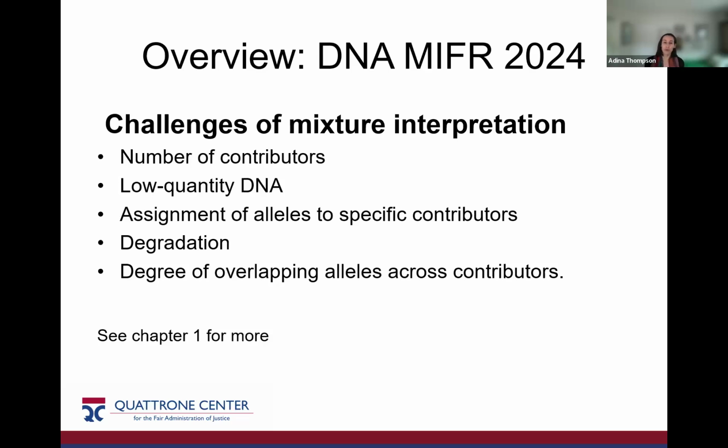And finally, you have this issue of allelic overlap. What that means is that you might have people in your complex mixture who have the same alleles or the same repeats at a location. And when you have that, it's difficult to figure out: do you have one person that has this? Do you have multiple people that share this allele? Is the signal really high? So it's hard to piece that out. So these are just some of the challenges in mixture interpretation. If you want to go deeper, chapter 1 of the MIFR report is the place to go.